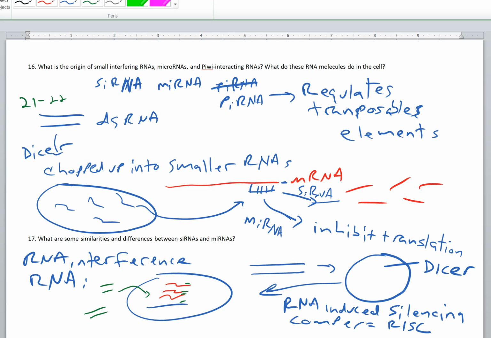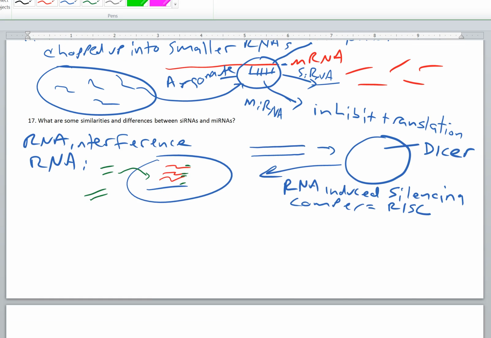and then these RNAs, when they go and find their target, they're carried to their target by a protein called argonaute. Write that over here. So dicer chops up the RNA into smaller pieces, and then argonaute carries it to its target. And the main difference is siRNAs cause it to be chewed up, miRNAs cause it to block translation.